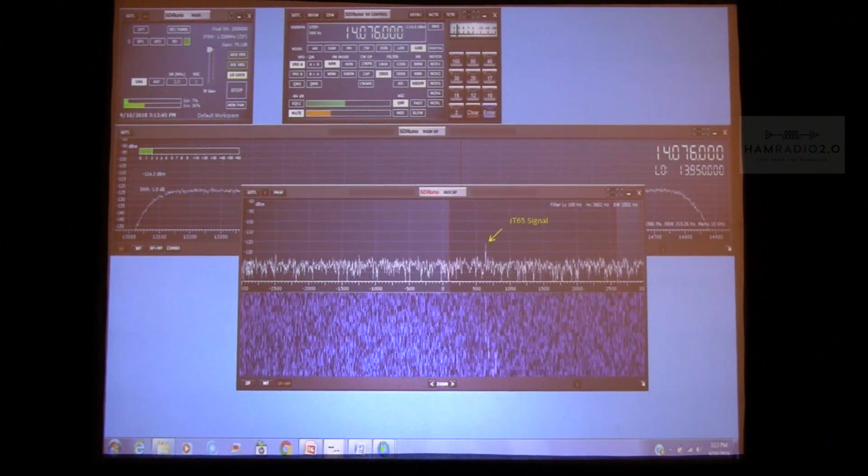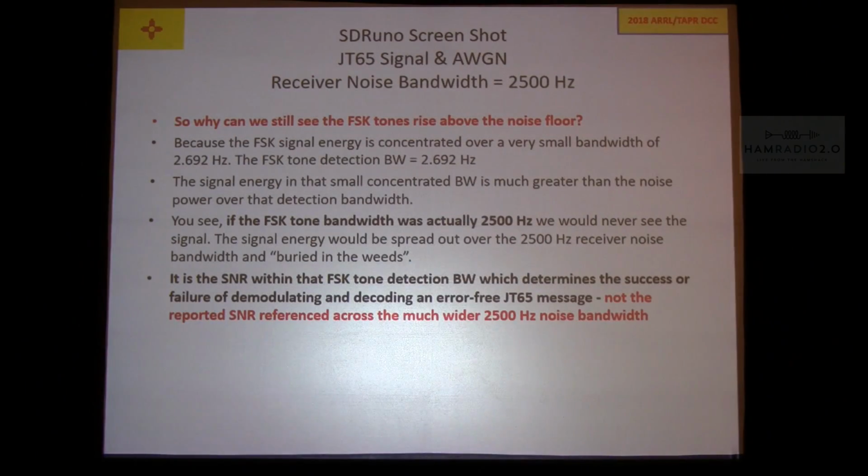And these are good things to see because, as I was running the SDR Uno software application, you want to double check their things. Is it calculating it correctly? Right, and it was. Okay, so these are the bullets I just talked about, why we could still see the FSK tone, and they'll be in the slideshow packet for your reference later on.